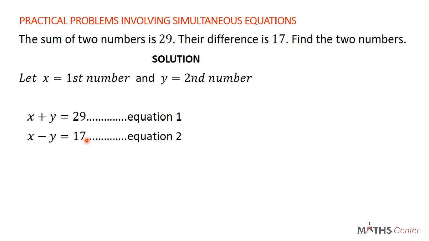So now we have these two equations. The first one contains two variables. The second one contains two variables. So we need two equations to solve them, and that is what we have. We can now solve these equations simultaneously and find the first number, which is x, and the second number, which is y. We've learned how to solve simultaneous linear equations using the substitution method, the elimination method, and the graphical method.